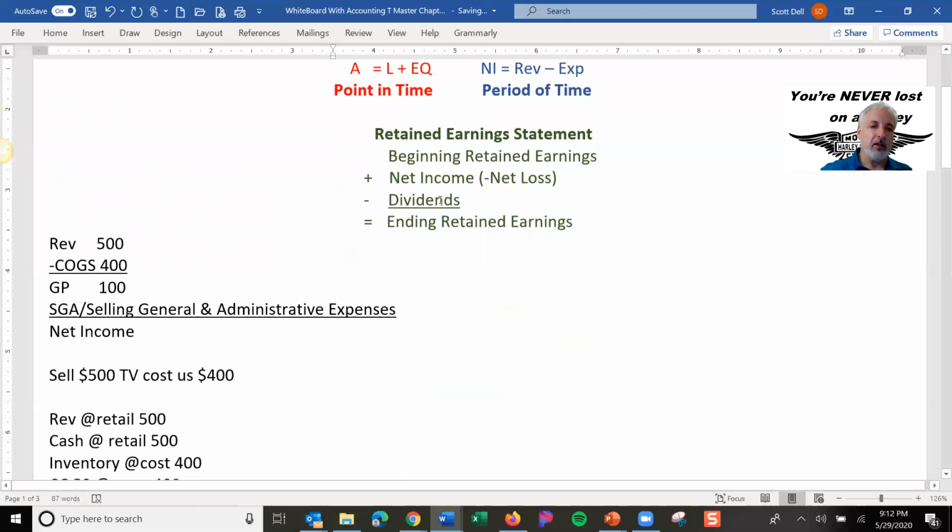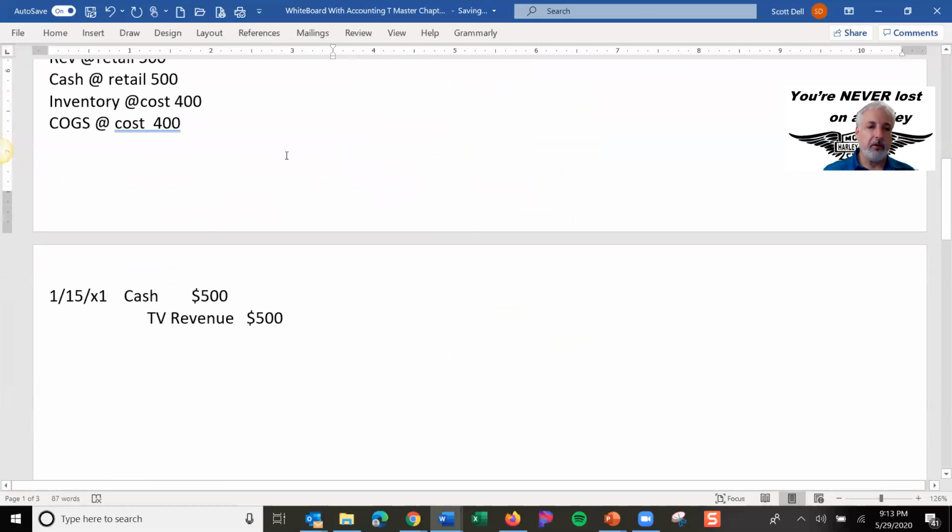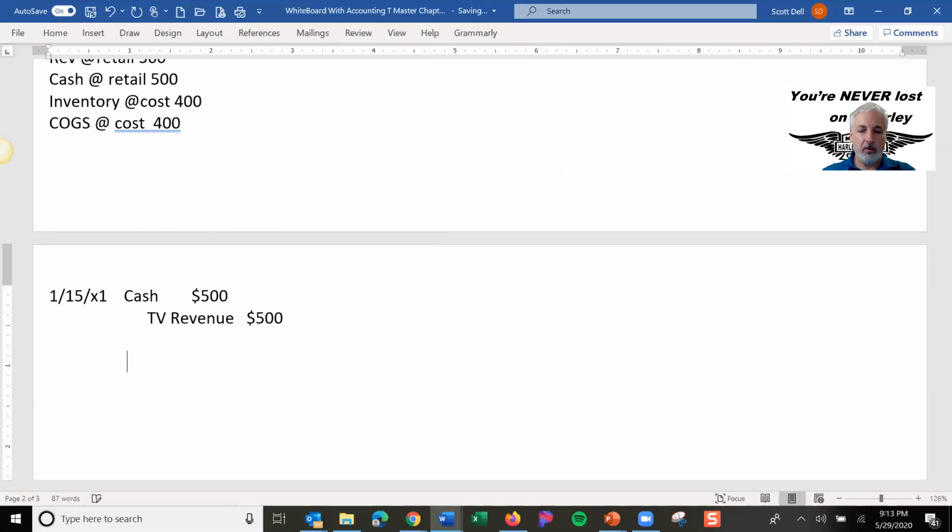Okay, so let's go ahead with the debit and the credit. Same day, we're going to debit cost of goods sold. For how much? Not 500, it's at our cost, not zero either. And we're going to credit inventory.